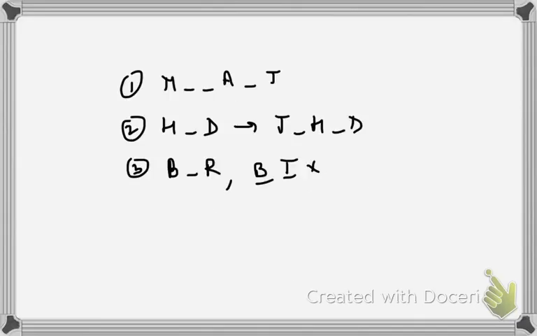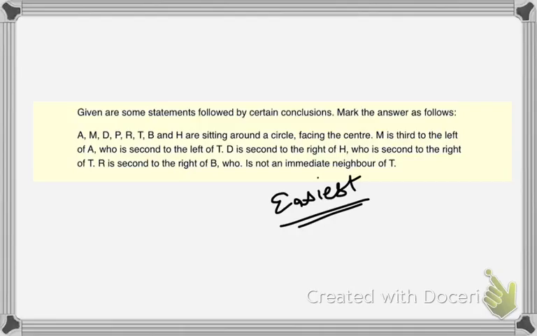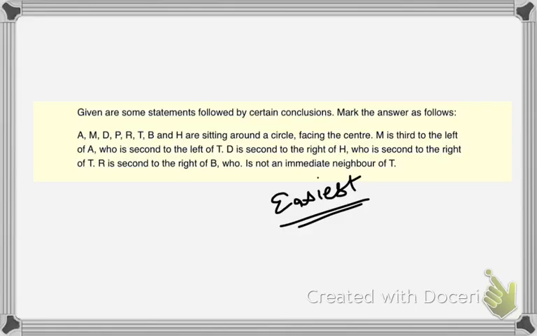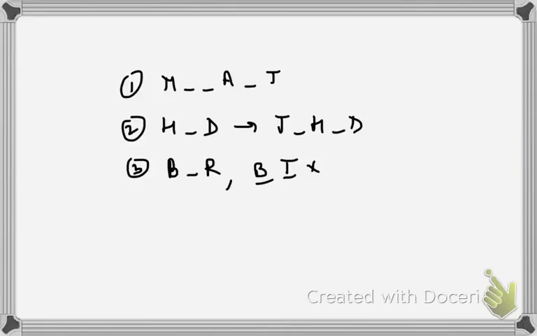It's just about making correct interpretations. If it is given that M is third to the left of A, first of all I wrote it as M is third to the left of A, and after that, A is second to the left of T. I made that adjustment, combined that set of information into the first set and made it 1 point. In a circular arrangement it is easy to arrange.